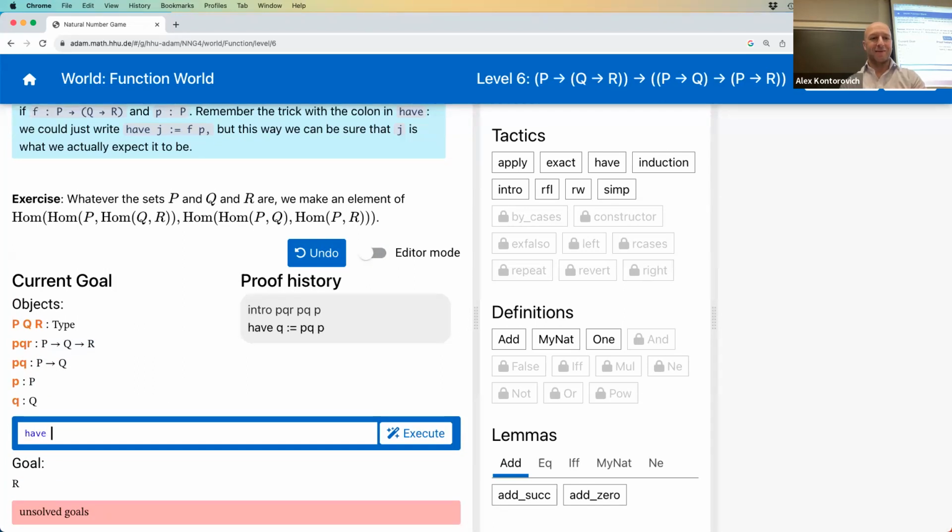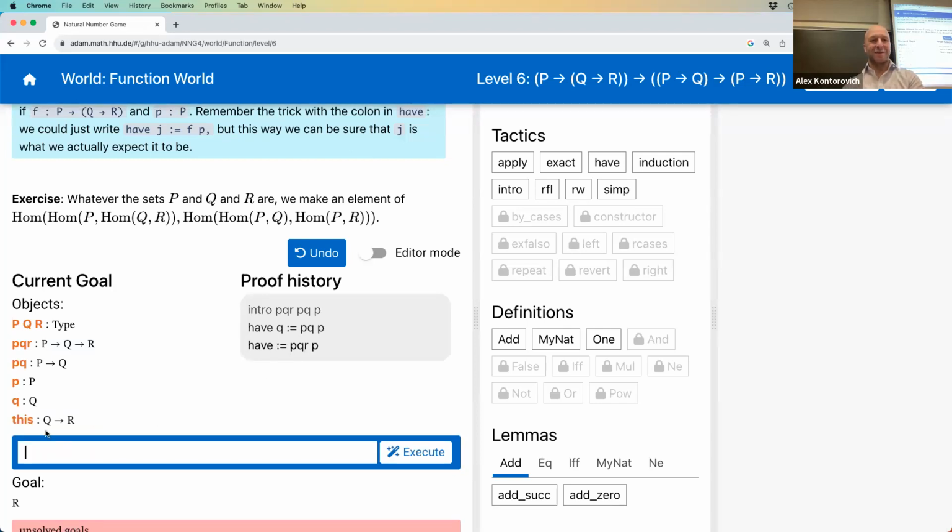And now I can have, well, let's not even give it a name. I just want you to see how this works. If I have PQR and I give it P, yes, exactly. So now I have something called this, which maps Q to R. So if I do this and I give it Q, that gives me a new thing called this.